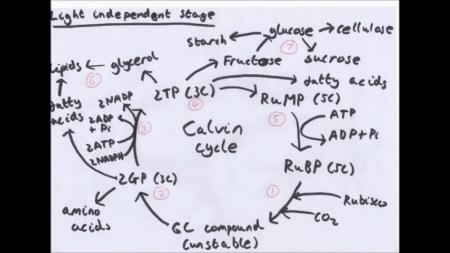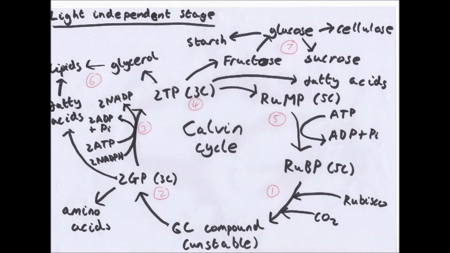So we now go, that's 1, 2, 3, 4 and step 5, all those. Step 6, actually no, go back to step 2. 2GP can go straight to amino acids. Then step 6, GP can be converted to fatty acid, which is then converted to lipids. At step 4, 2TP can also be converted to glycerol, which is then converted to lipids. TP can also go to step 7. So TP can be converted into fatty acids or fructose, which becomes glucose.